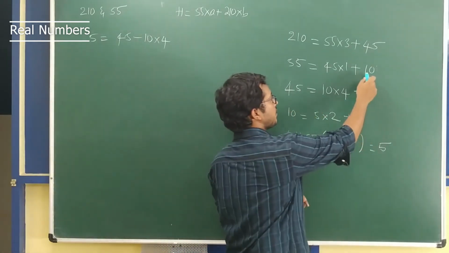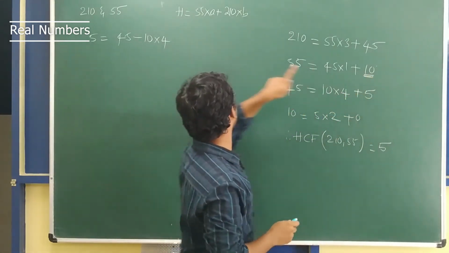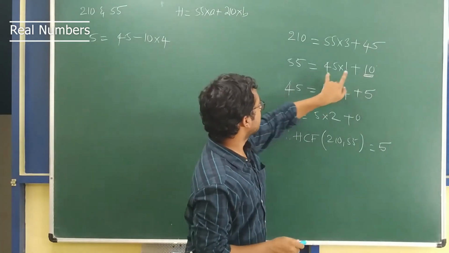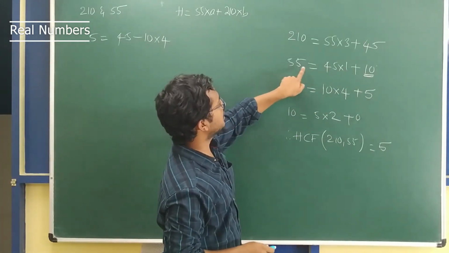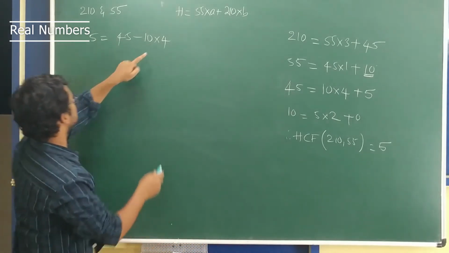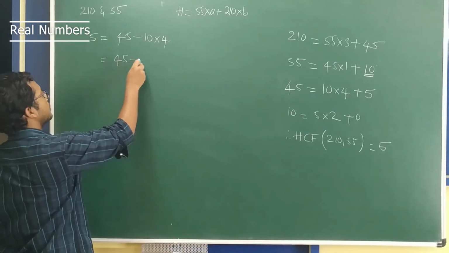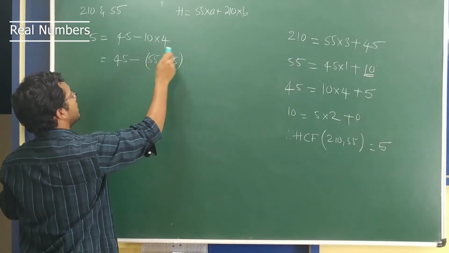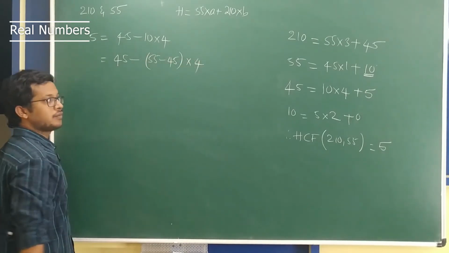Now we have to substitute for 10. Do I have 10 here? Yes, I have 10 here. So we'll substitute for 10. So what will 10 be equal to? Bring this 45 this side. So it will be 55 minus 45. So only this 10 part I will substitute. So 10 can now be written as 55 minus 45, into 4.